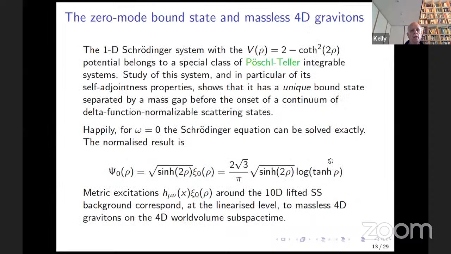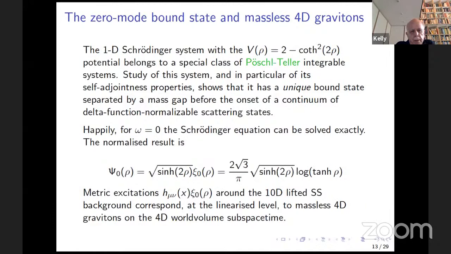Okay, now about the bound state, we come back to the particular form of this potential, 2 minus cos squared 2 rho, and it happens to belong to the class of Poeschl-Teller integrable systems. The study of this system and its self-adjointness properties shows that it has a unique bound state that's separated by a mass gap before the onset of a continuum of delta function normalizable scattering states.